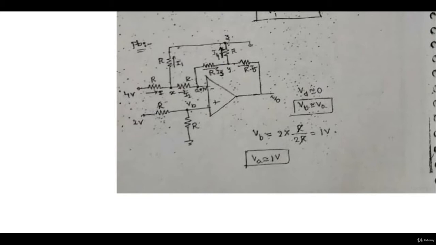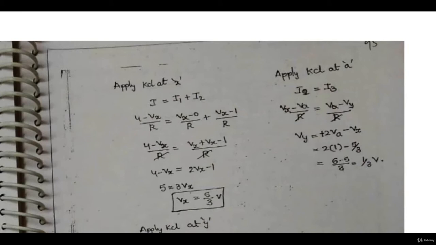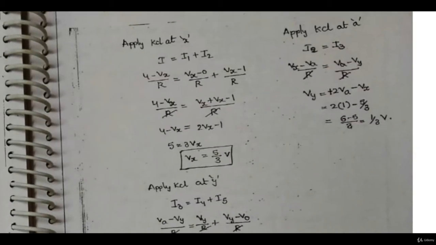Upper branch you can apply. What you will get is, here you can see KCL at X and KCL at A. So if you apply KCL at X, you will get I is equal to I1 plus I2. 4 minus Vx divided by R is equal to Vx minus 0 divided by R plus Vx minus 1 divided by R. That is 4 minus Vx is equal to Vx plus Vx minus 1. 4 minus Vx is equal to 2Vx minus 1. 5 is equal to 3Vx. Vx is equal to 5 by 3 volts.